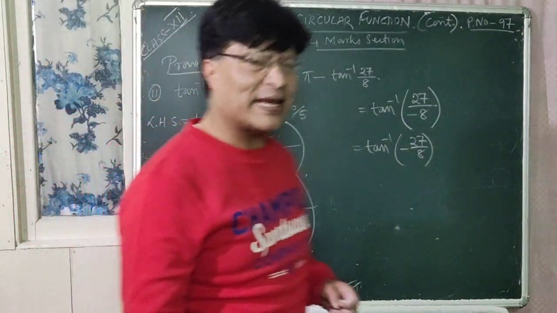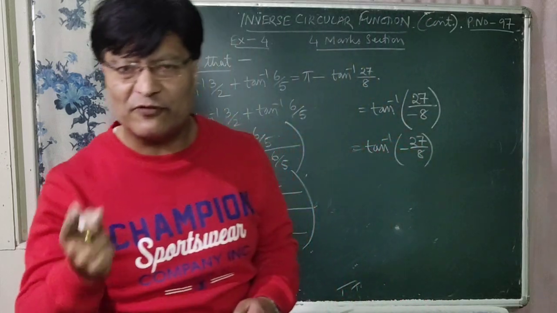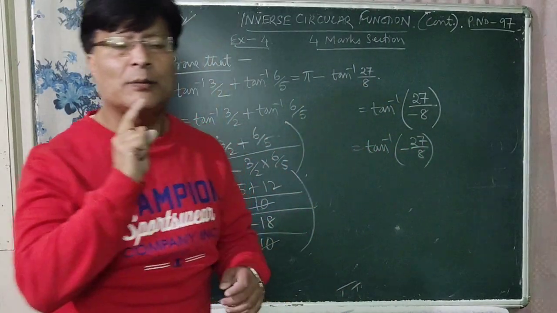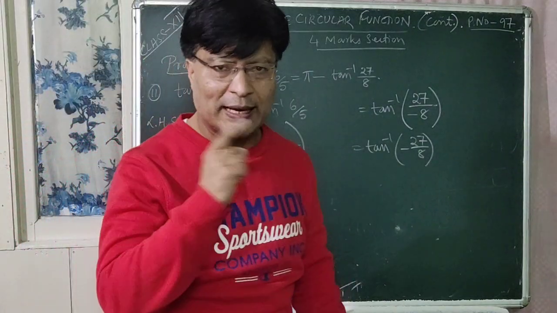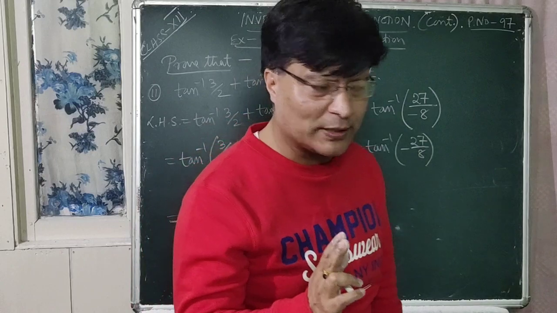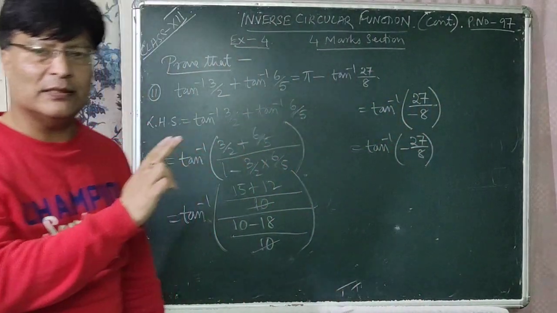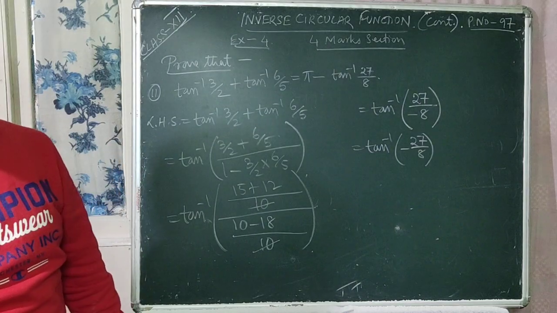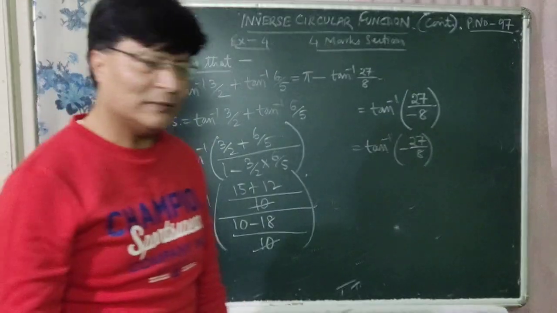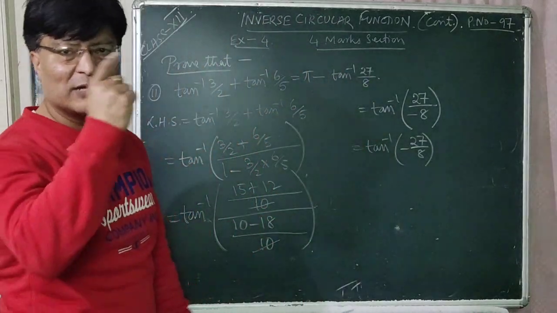You know that tan is negative in the second quadrant. Tan is positive in the first quadrant and in the third quadrant. But tan is negative in the second quadrant and in the fourth quadrant. Right? Tan is positive in the first quadrant and in the third quadrant. But tan is negative in the second quadrant and in the fourth quadrant. Clear? So now let us find this angle in the second quadrant.